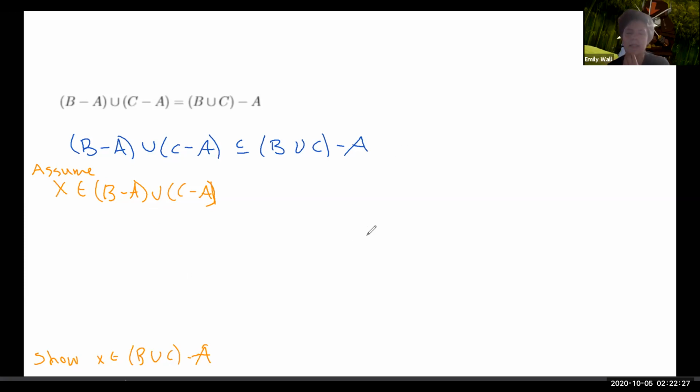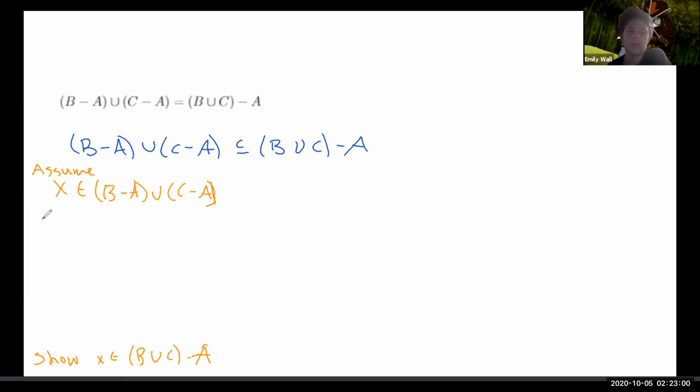Is x in B minus A and C minus A? x is either an element of the left-hand side, or an element of the right-hand side, or both. What does that sound like? That sounds like an or statement. How do we deal with or statements? We do an or elim, or really, we do proof by cases, because either the left-hand side is true, or the right-hand side is true, or both.